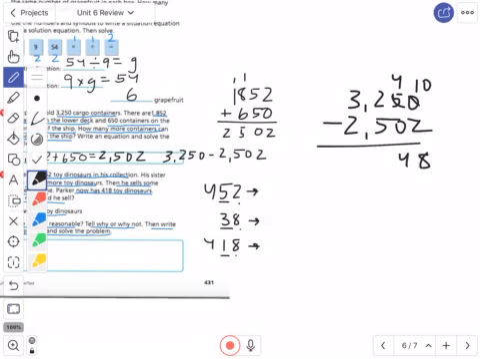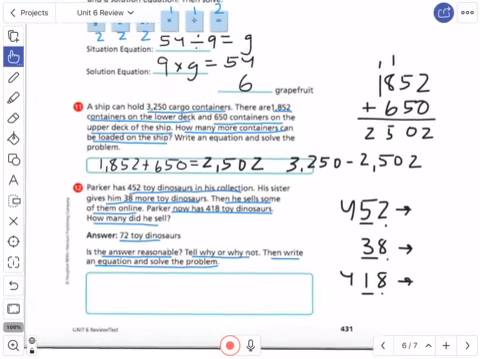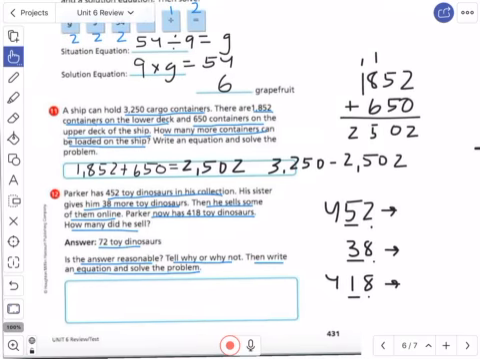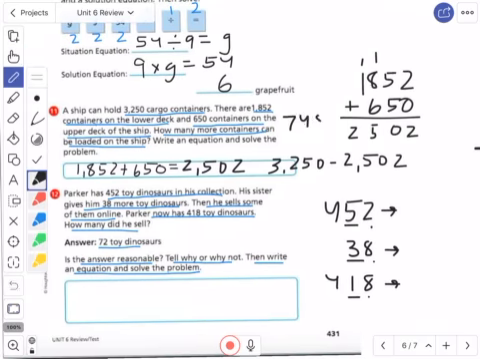I can't do 2 minus 5. I'm going to do some more trading. And so I have 748. So they would have 748 more containers left. I'm just going to write that right here, 748. I'm going to circle it because I have a lot of work here. Now that's one way to do that one.